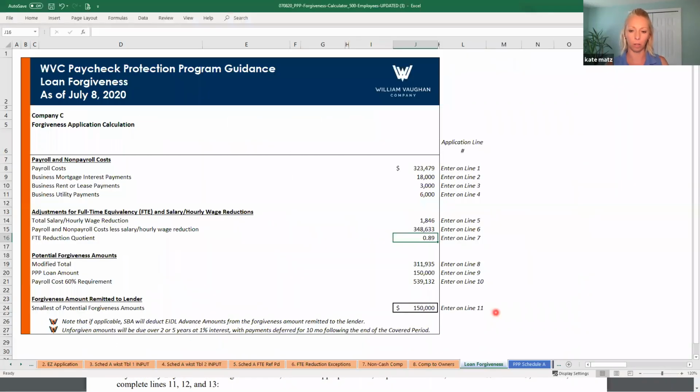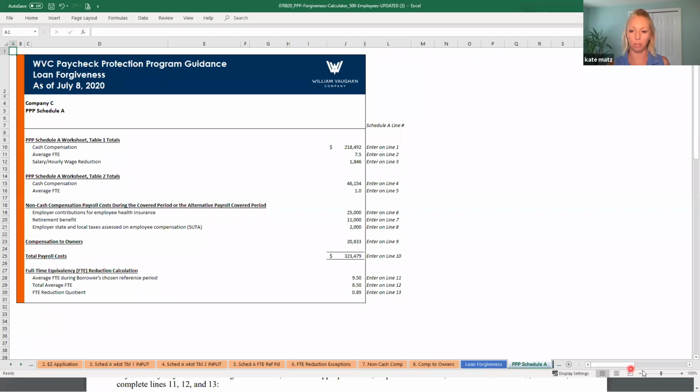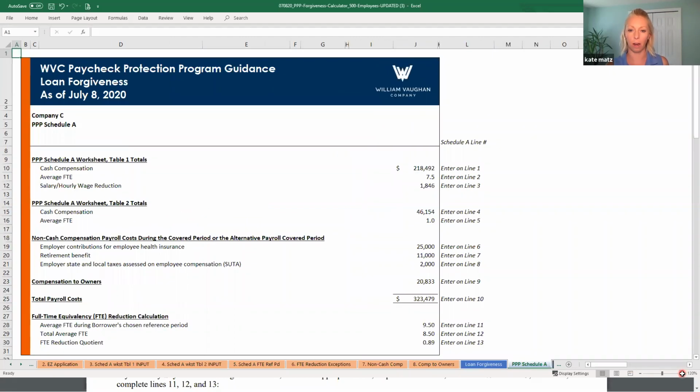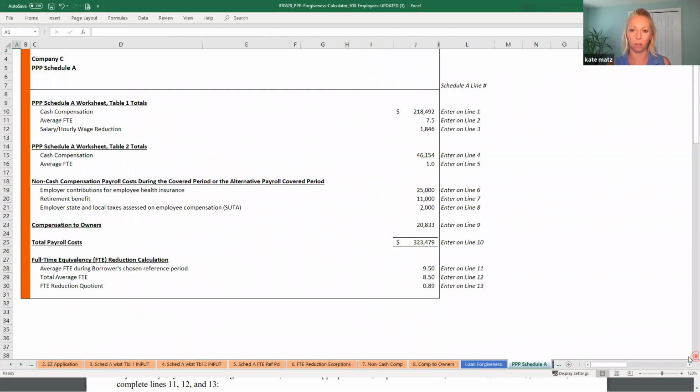So if we flip back to our calculator and go to that PPP Schedule A tab, we again have all of those same line items that you would be able to translate over. So our table 1 totals are folks that were less than 100,000. We're getting total $218,000 of compensation from them and 7.5 FTEs. Our folks over $100,000, we've got total compensation of $46,000 for them and total of 1 FTE. Bring in our non-cash compensation, our owner compensation, and we get our total.